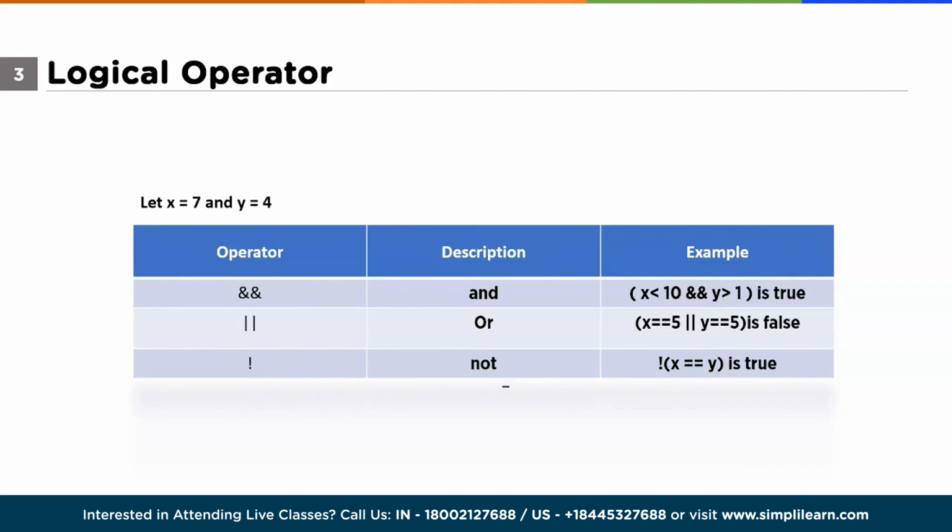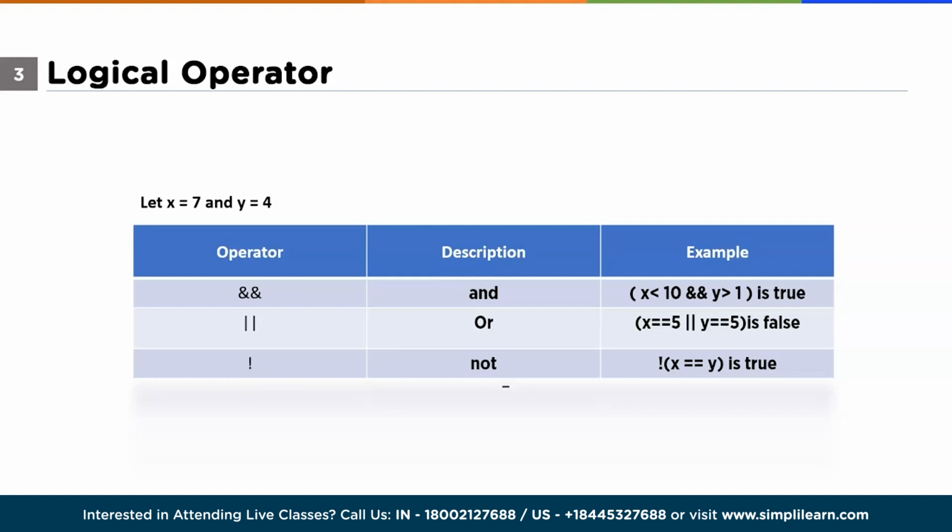The AND operator, here you can see it is holding two values, right? It has x less than 10 and y greater than 1. The AND operator will return true only if both the conditions are true. Like x has to be less than 10 and y has to be greater than 1. Here we have taken x equals 7 and y equals 4. So both the conditions are satisfied here. That's why the output of the AND operator will be true.